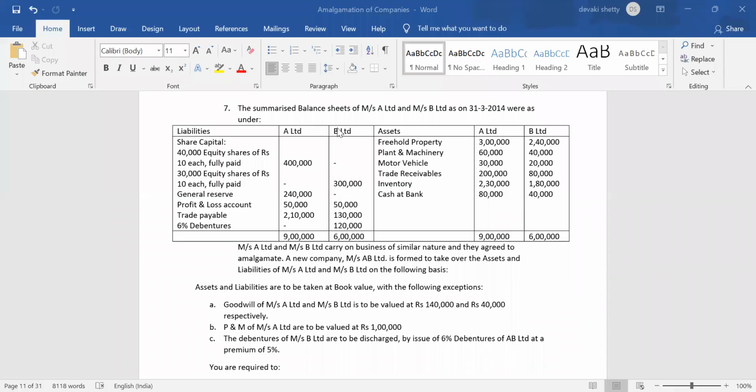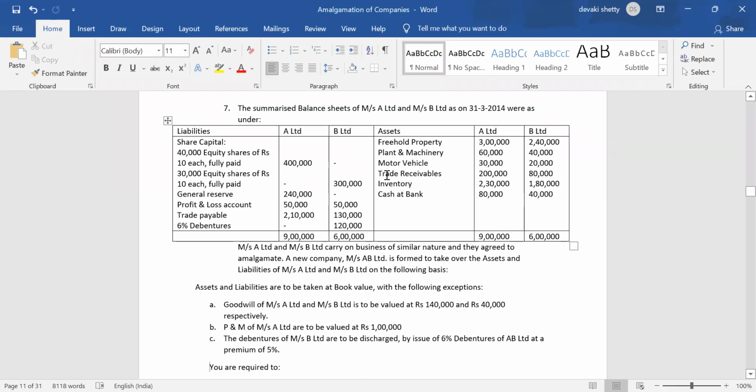This is the sum we will do now in front of your screen. The summarized balance sheet of Mrs. A Limited and B Limited as on 31 March 2014 were as under: liabilities. We have share capital, 40,000 shares of 10 each in A Limited and 30,000 equity shares of 10 each in B Limited.